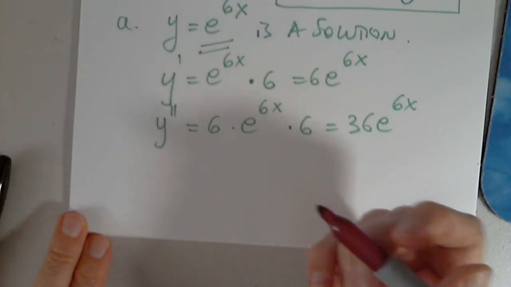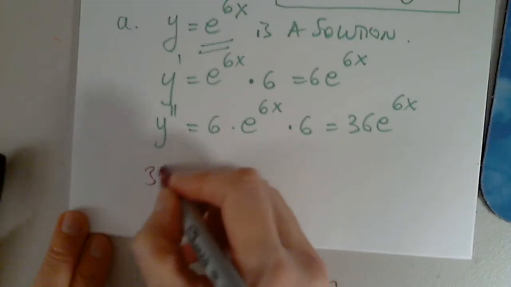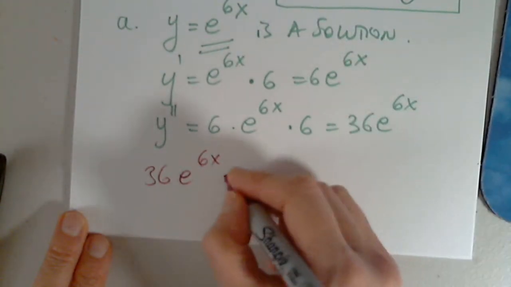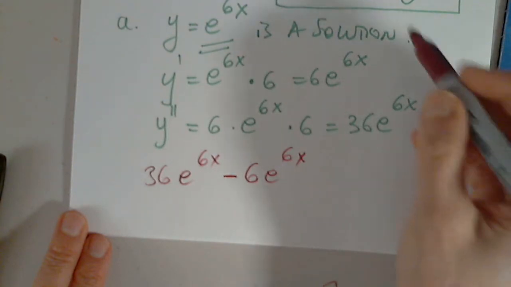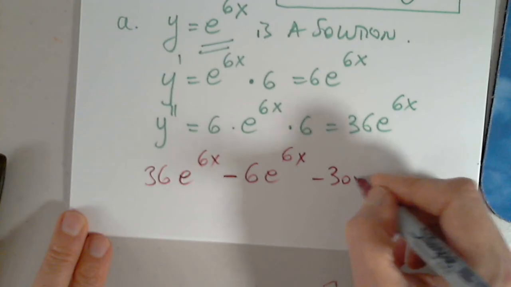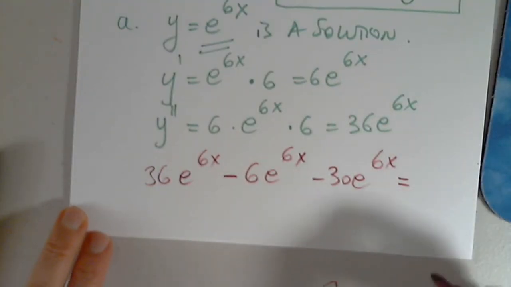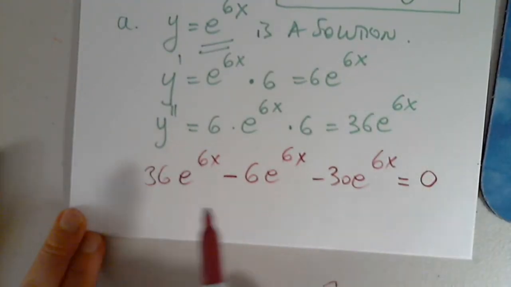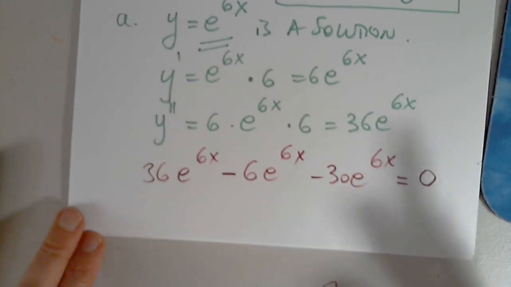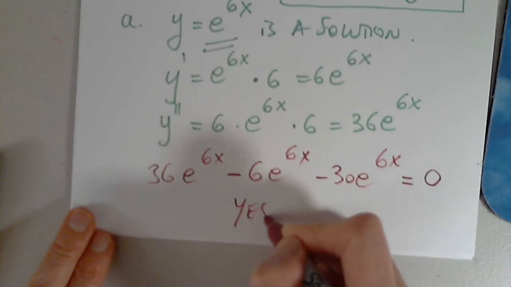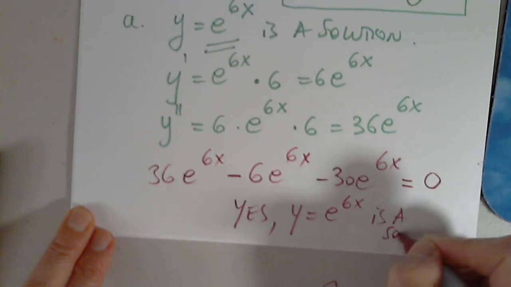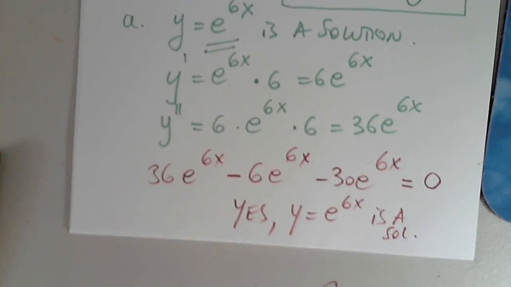Okay. So I'll start with the second derivative, which is 36e to the 6x, minus the first derivative, and minus 30 multiplied by the function. Does this equal 0? It does. They're all the same: 36 minus 6 minus 30 is 0. So I will say yes, y equals e to the 6x is a solution of the differential equation given.